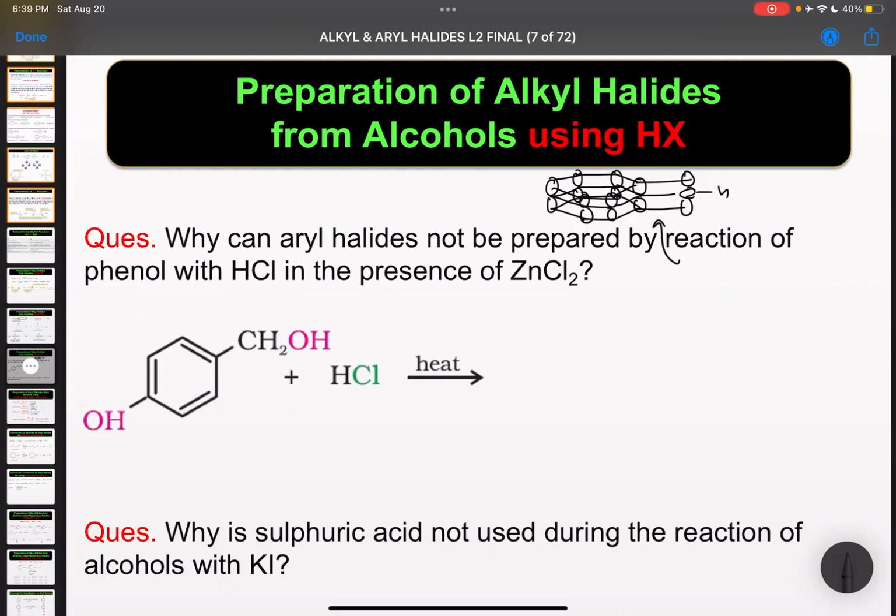So all these reactions with HX are not valid for aromatic alcohol. And what is the answer for this one? What should I write at this position and this position?